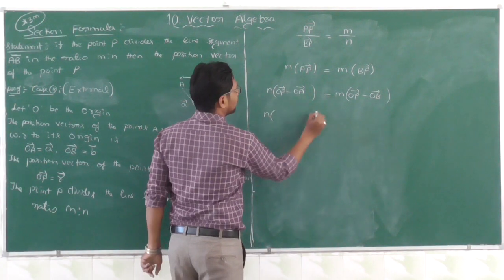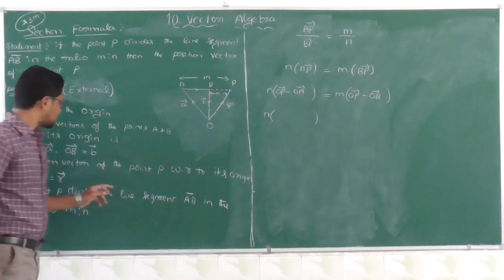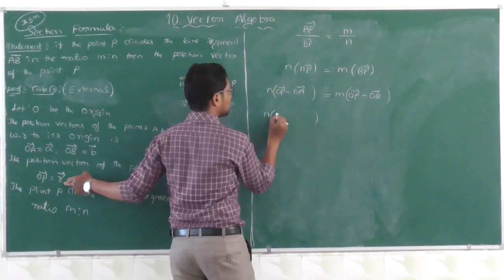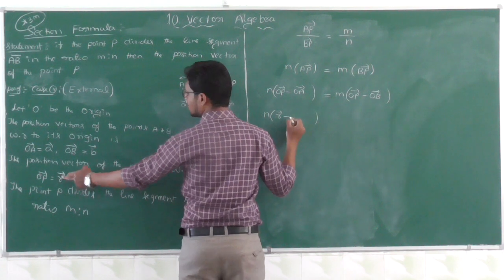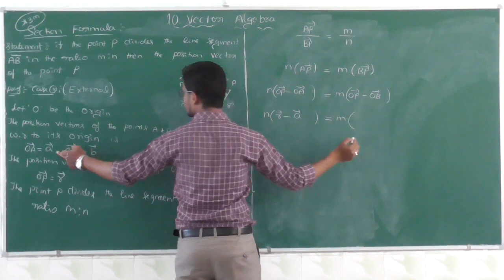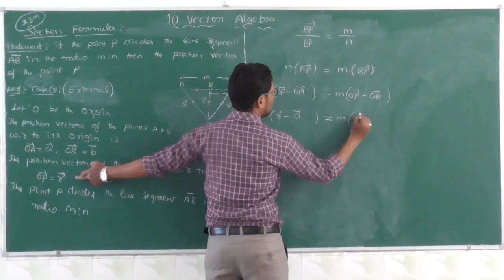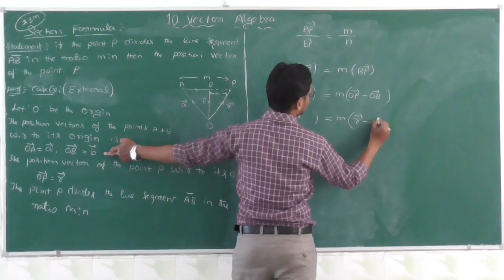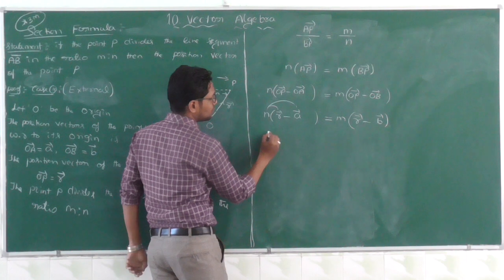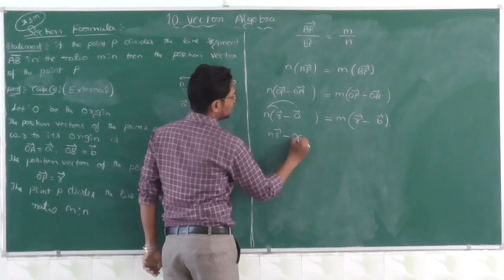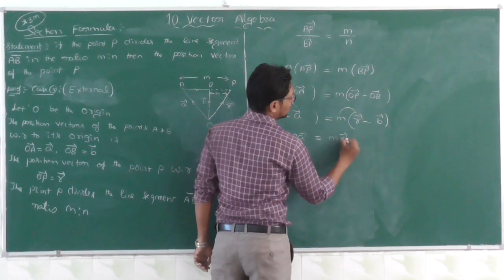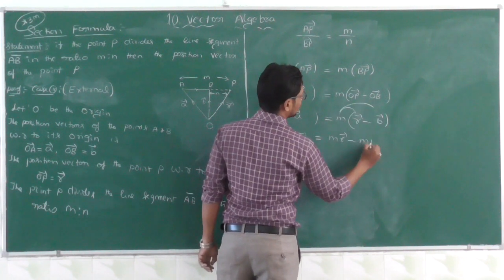Next, n into OP vector, where OP vector is R vector, minus OA vector, which is A vector, equals m into OP vector, which is R vector, minus OB vector, which is B vector. Next, multiply inside the brackets: n R vector minus n A vector equals m R vector minus m B vector.